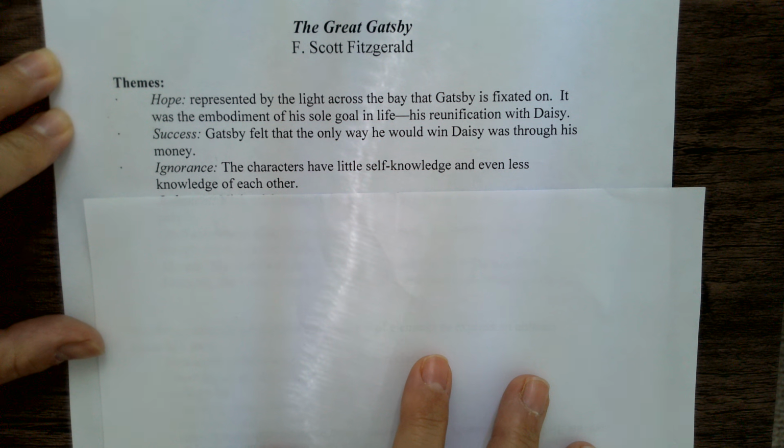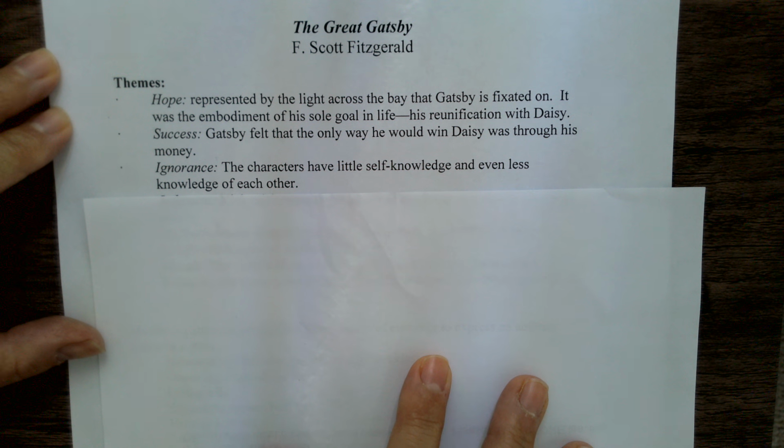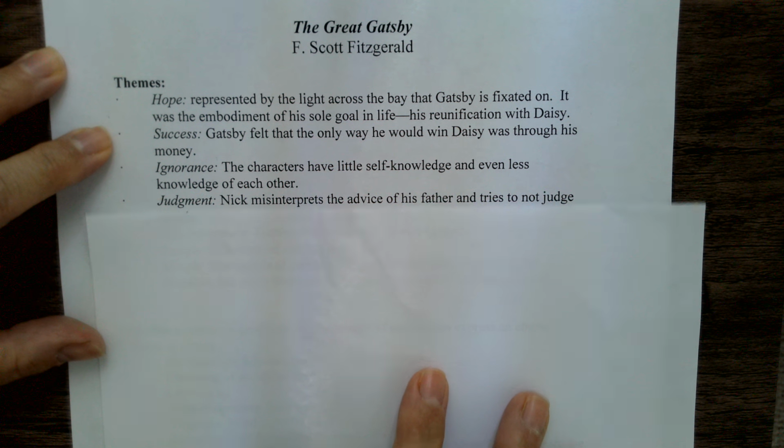Another theme that we're going to be looking at is that of ignorance. Now, ignorance is when someone has very little self-knowledge or self-awareness of people around them or of situations involving them. In the course of this book, you're going to see the characters, although highly educated, are really ignorant. They have very little self-knowledge and absolutely little self-knowledge when it comes to other people around them. They seem to live in their own little bubble, completely unaware of those around them.